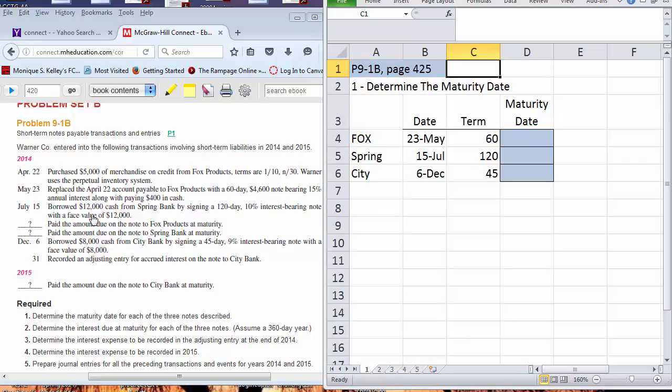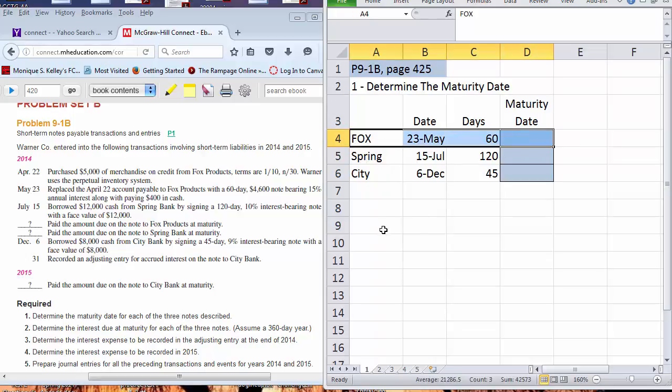And on July 15th, Warner also borrowed some money from the Spring Bank, and that's added to the list as an additional notes payable. And then they borrowed $8,000 cash from Citibank, and that will be our third notes payable. The dates on which we signed these notes, when we made the promise to pay this amount back, are listed here. And then the actual days, again, these are days in terms of 1 year. And then for the first one, we're going to determine the maturity date.